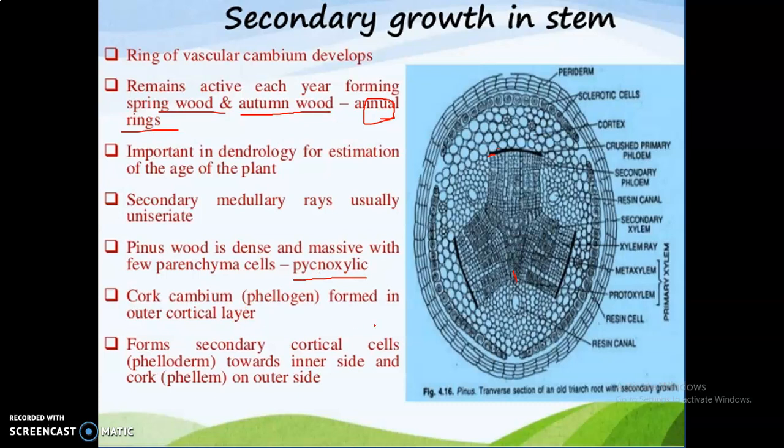Cork cambium is formed in the outer cortical cells. Cork cambium, also named phellogen, forms cork, or phellem, on the outside of the phellogen, and inside the phellogen the phelloderm is formed. So this is all about secondary growth in the stem of Pinus.